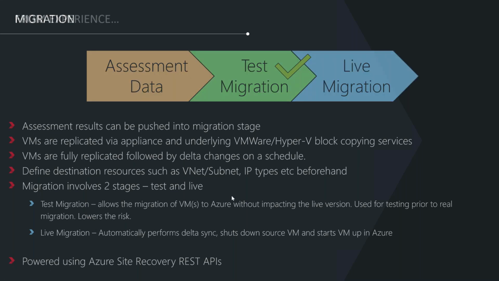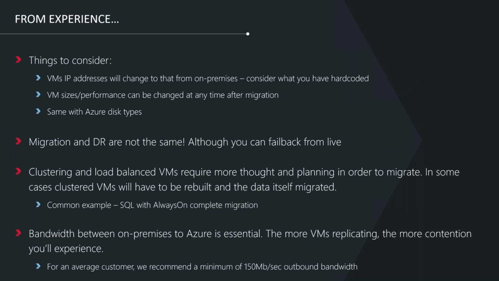So just to give you a couple of things to consider from experience with doing quite a few of these migrations in the past myself. You have to remember the VM IP addresses are going to change from on-premises into Azure. And we have come across quite a few times where that is hard-coded in the actual VM. If you're running a website, for example, and you've got a web.config file, or you've got something in IIS, for example, and you've got the IP address hard-coded in, that's a gotcha that you're going to have to consider before you actually migrate these VMs.